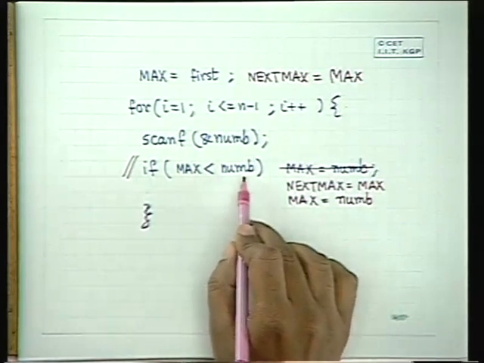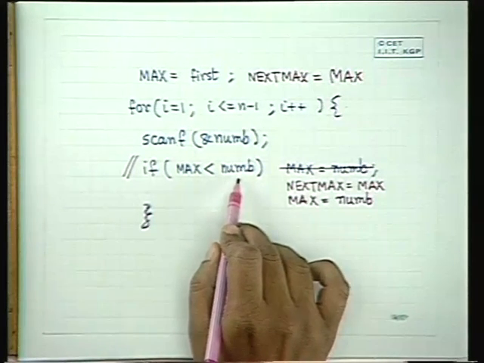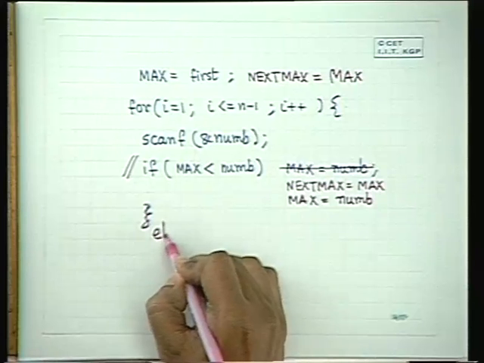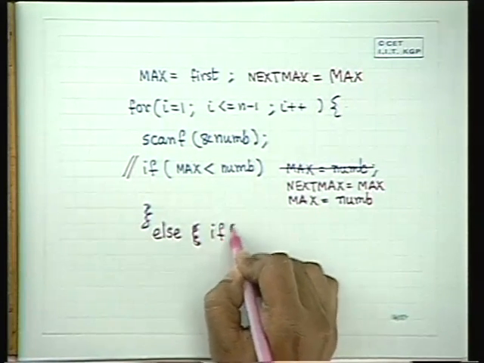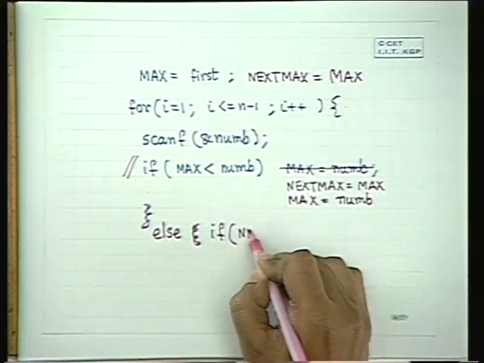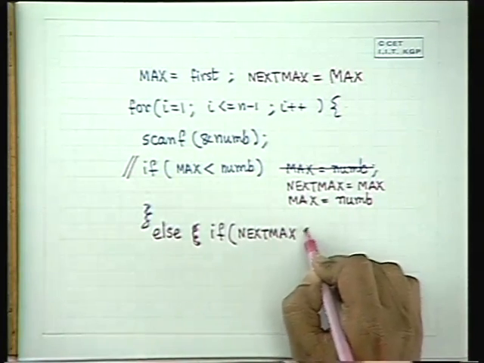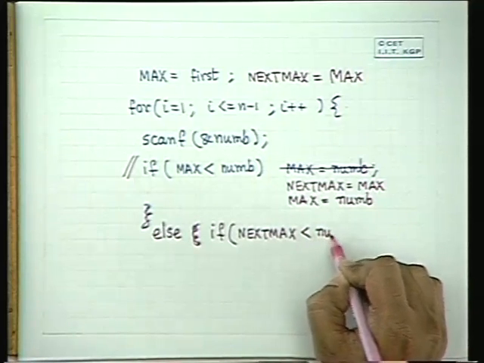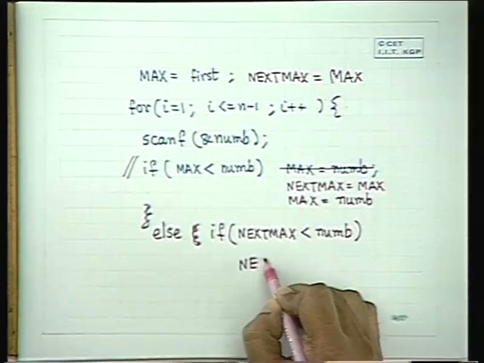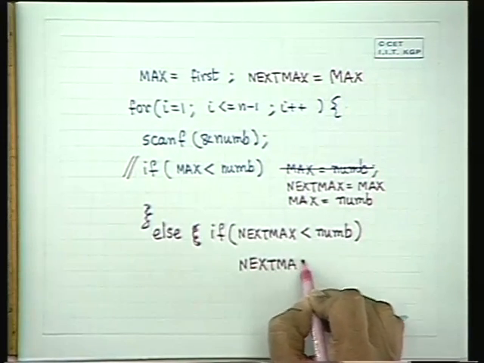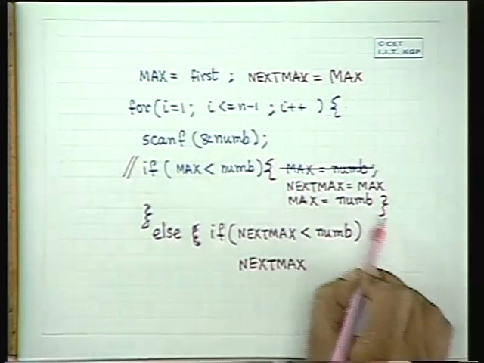If this is not the case, then this number may still be greater than the second maximum. So you write an else, and then you write the if: if next max is less than num, then you just assign next max to num, because max remains unchanged. So it is like this. These two brackets go in together.